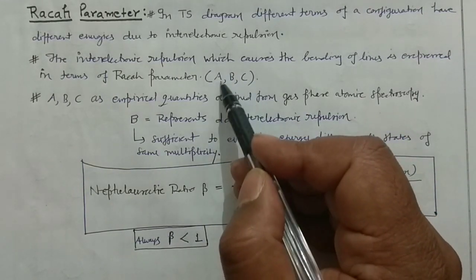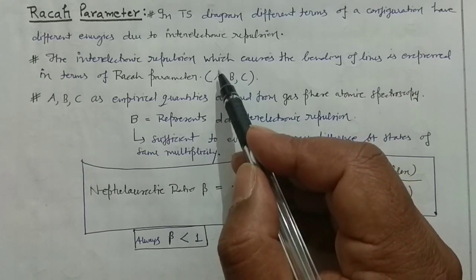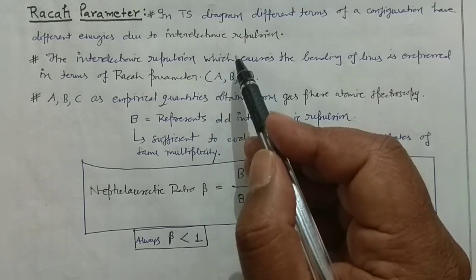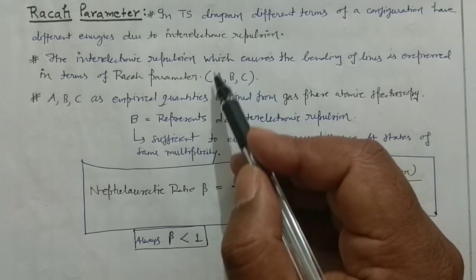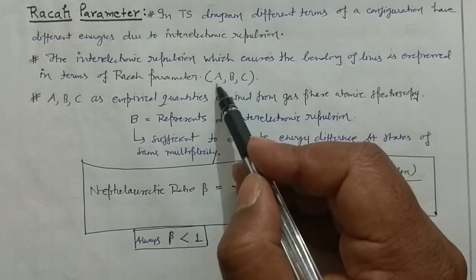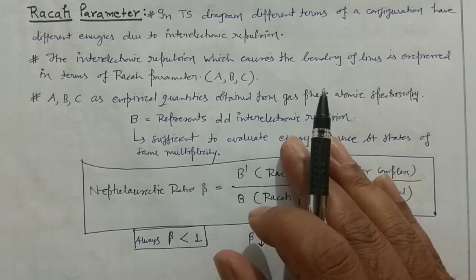However, this A actually will give you the overall repulsion, whether it is in the ligand orbital, in the metal orbital, or between the metal and ligand orbitals. Whatever the electronic repulsion would be there, it would be given by the A, the total repulsion, and B actually gives you only the d-d electronic repulsion. Okay, this is the Racah parameter.